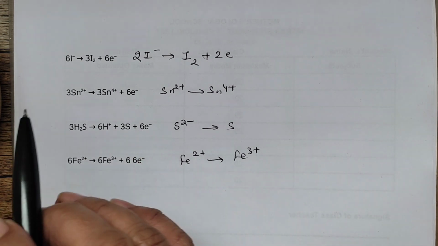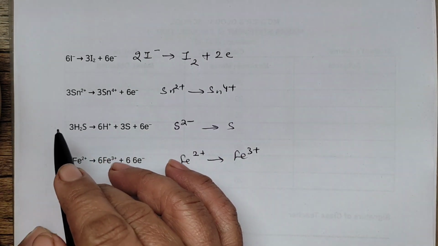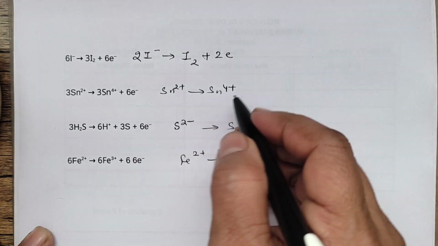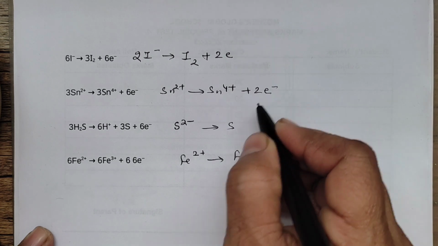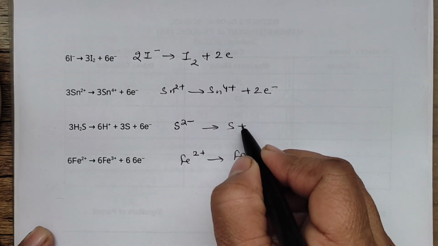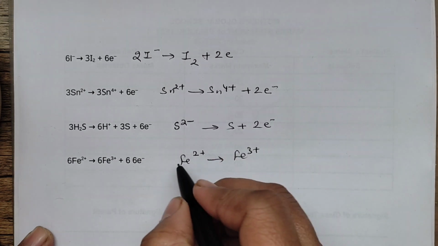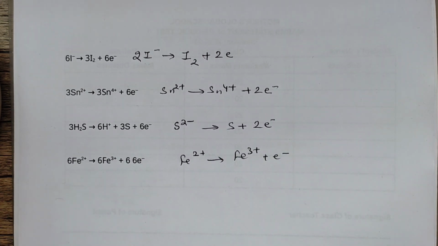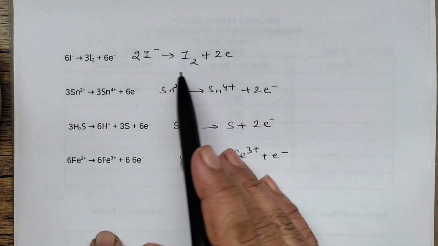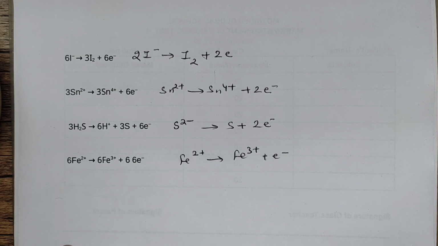So potassium dichromate has oxidized iodide to iodine. Potassium dichromate has oxidized stannous to stannic. This is simple, we just have to add electrons. This is also simple, we have to add only electrons. This is 0 oxidation state. This also you will have to add electrons. And then you will have to add each of these equations to the dichromate equation which we already wrote.